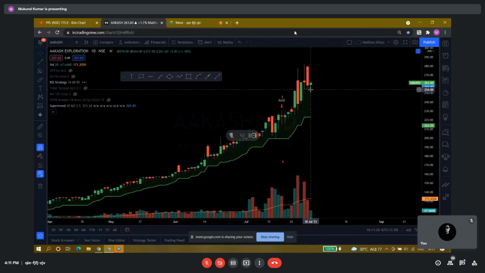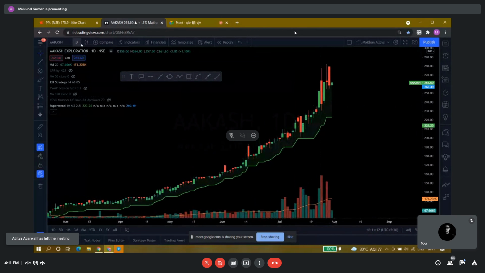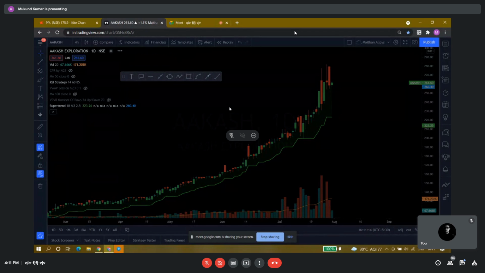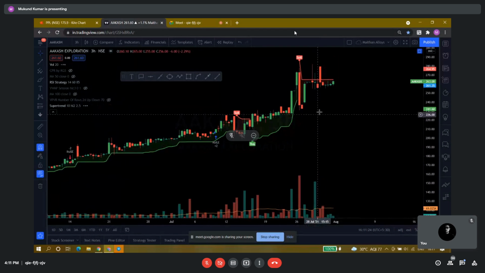You can hold this trade with a stop loss of 254 levels on a closing basis. If that is breached, you can exit. But if you are a long-term investor, obviously you can change your time frame. Simply follow the 4 hours chart, and obviously your risk will change. If you follow the 3 hours chart, your risk will change. So it depends on you and your risk appetite how you follow this indicator. But in general, I have suggested you follow the 3 hours chart, with the setting of 10 into 2.5.